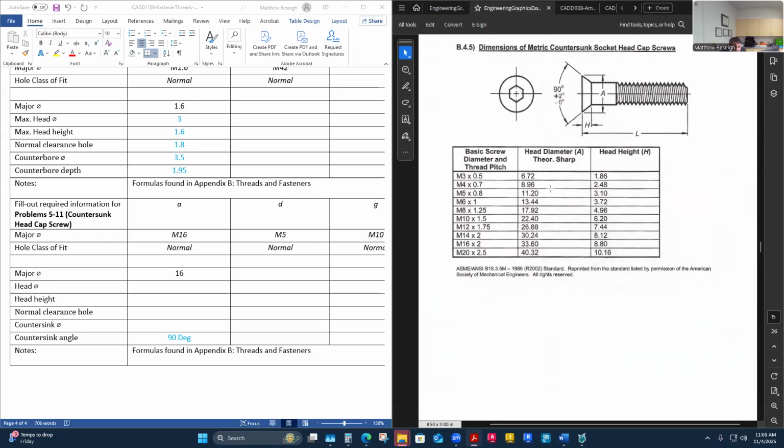But A being the diameter, let's see what it gives me here. A and then the head height. Maybe these are better, more reliable than they were for the inch ones. So the head diameter for an M16 by 2 pitch. I don't really need to know that, because I don't know which pitch I am necessarily, whether coarse or fine. But it's 33.60 is the theoretical head diameter. So I'm going to type that in. 33.6, yeah.